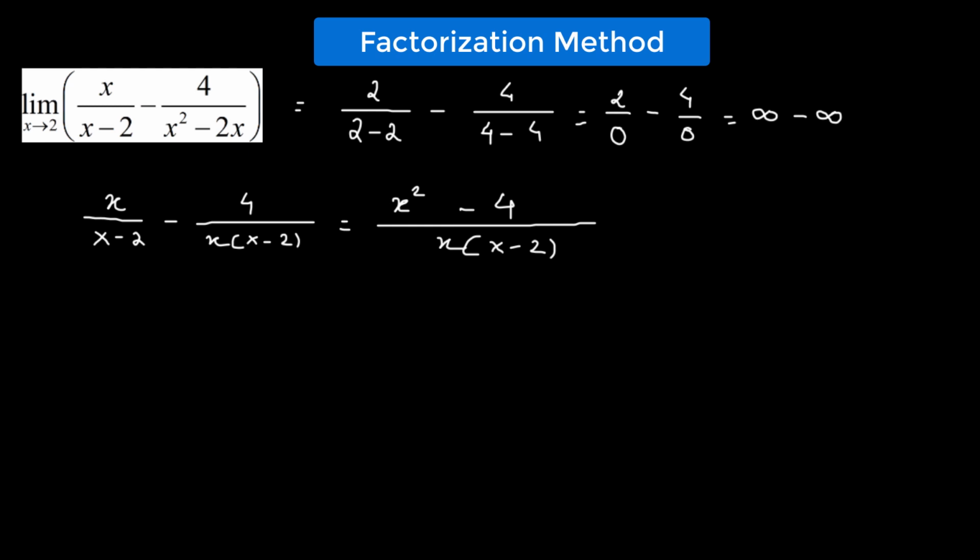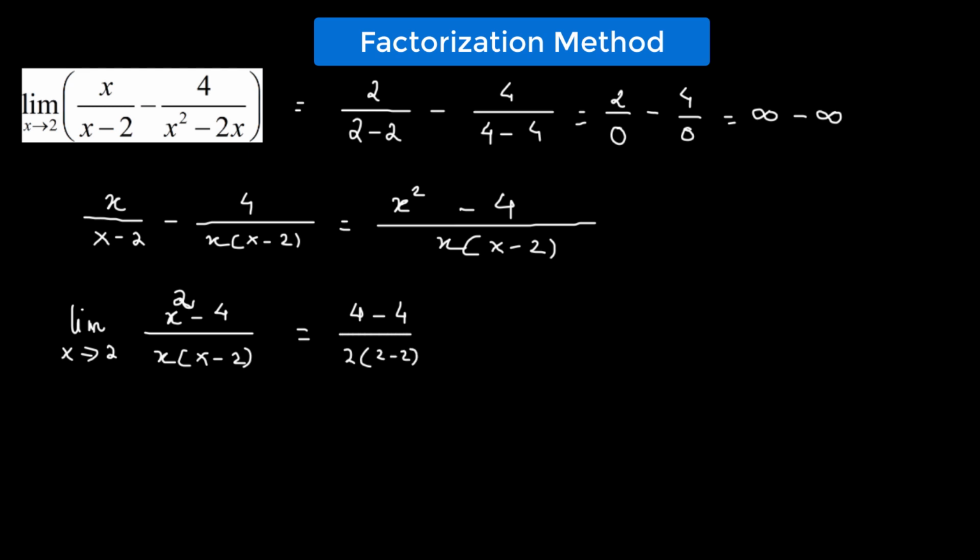So let us now try to find out the limiting value of this rational function. So we have the limit as x goes to 2 of x squared minus 4 divided by x times x minus 2. So that gives us 2 squared, which is 4. So we have 4 minus 4 divided by 2 times 2 minus 2. So we have 0 divided by 2 times 0, which is 0. So we have an indeterminate form of 0 over 0.